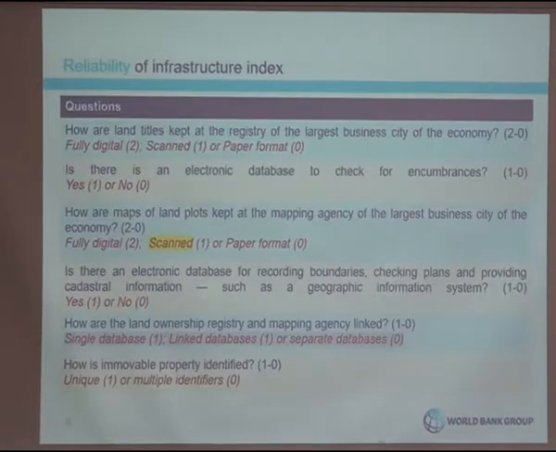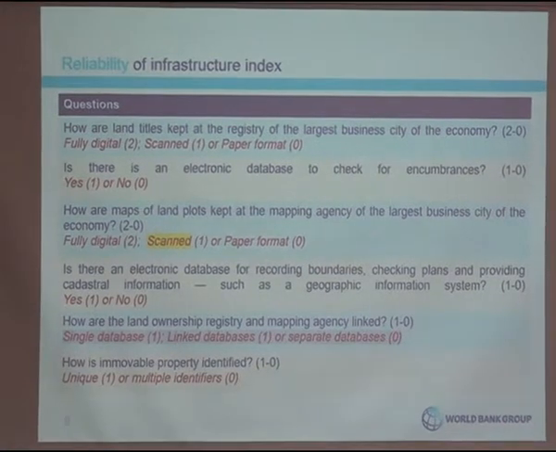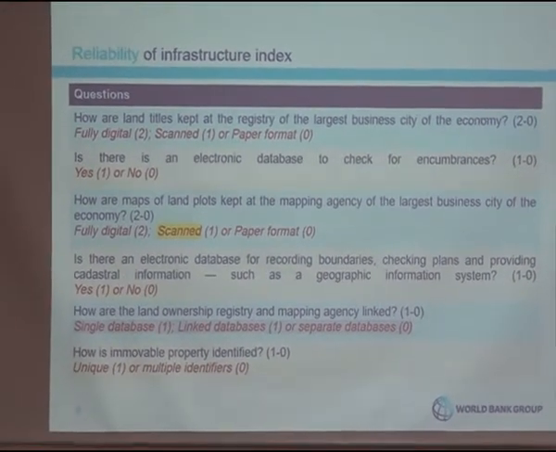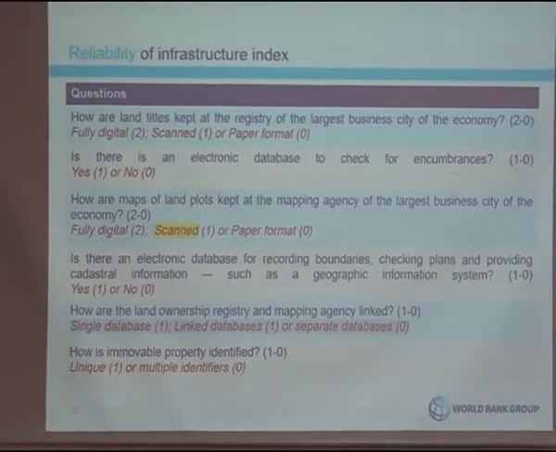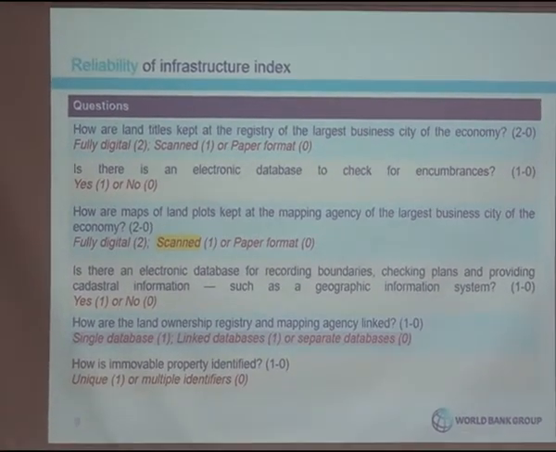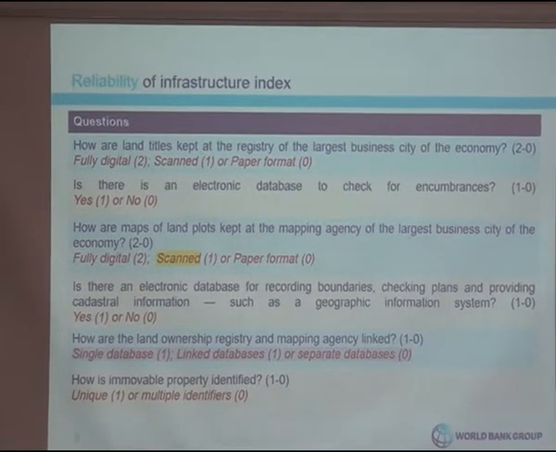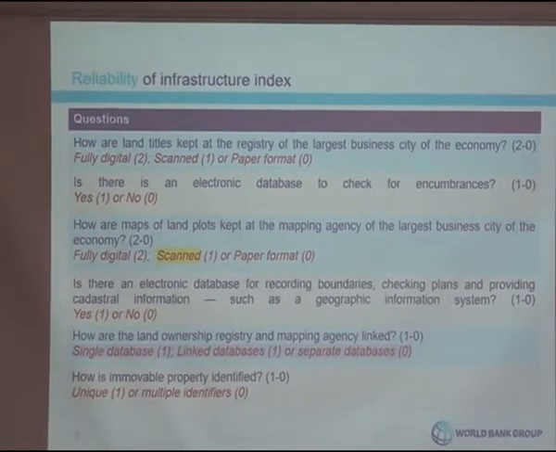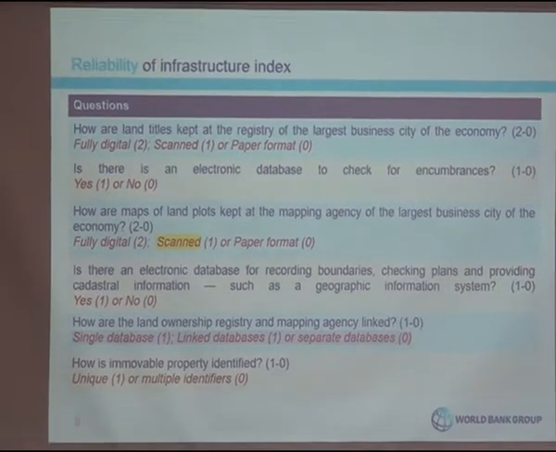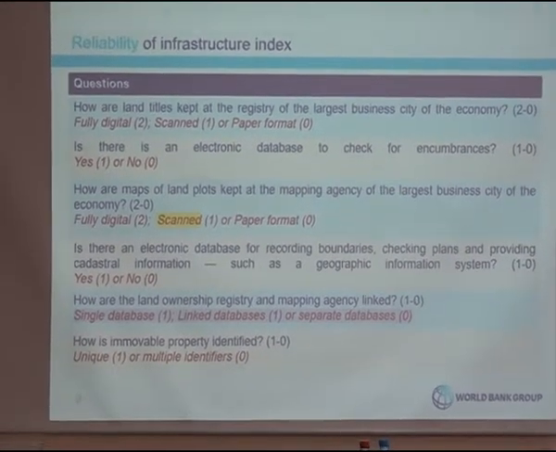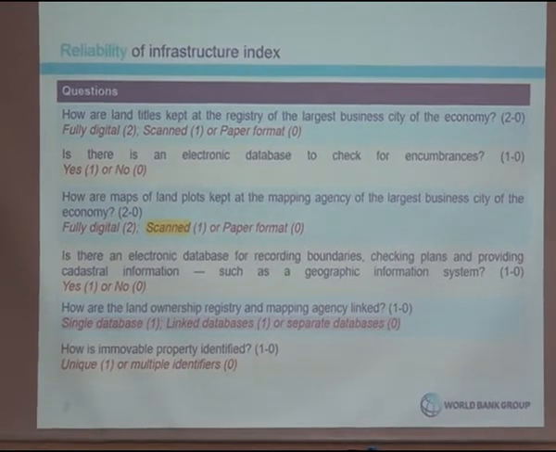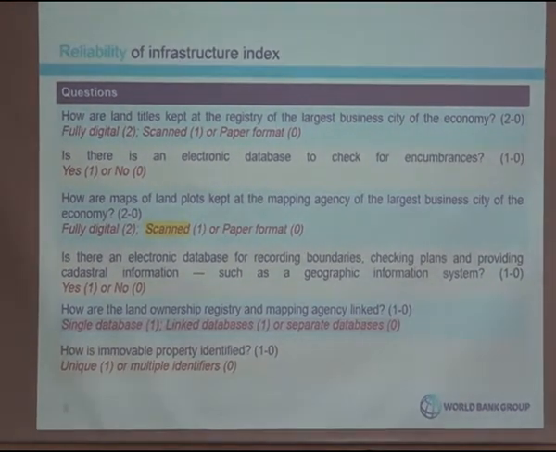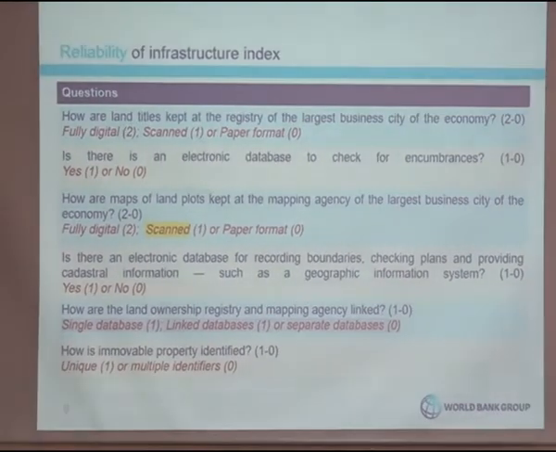If you want to look into more details about what the index assesses, these are the 6 questions on the indicator. As we can see, there is the question in the middle that assesses how maps of land plots are kept at the mapping agency of the largest business city of the economy. In total, Azerbaijan has a score of 7 points out of 8 on this index. And this is the question where Azerbaijan does not have the full score.